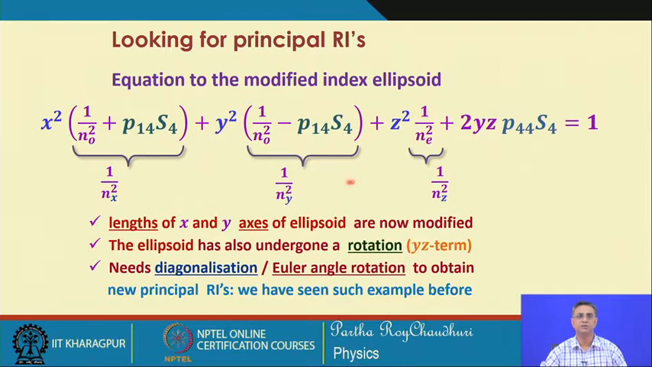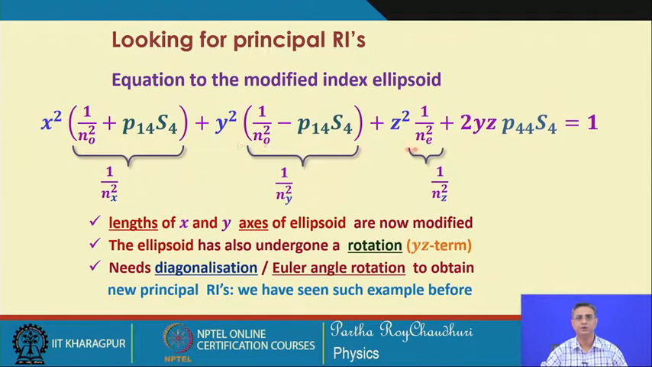You can observe from here that these are the quantities which represent the length of the semi axis of the ellipsoid along x, y and z direction. So, you can see that the lengths of x and y axis of the ellipsoid are now modified, only these two are modified, but there has not been any change along the z axis, it remains the same. And also there is a cross term, so the ellipsoid has also undergone a rotation, because it involves a cross term with y and z.